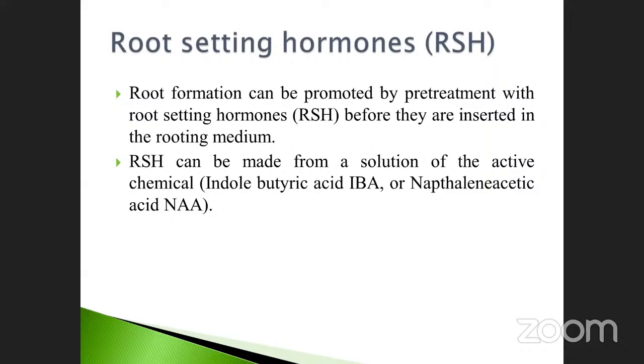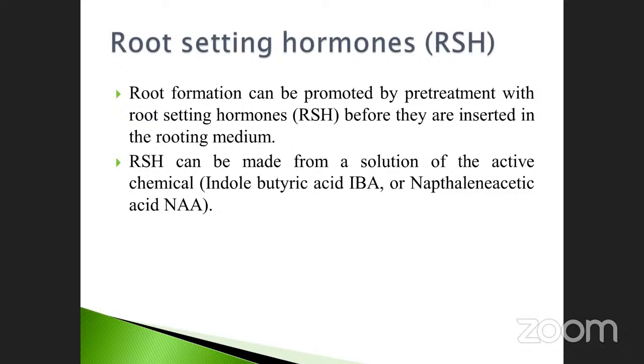So IAA is the natural hormone, and this one is an artificial hormone. It is commercially prepared, because they use indole butyric acid. So that's why it is called a chemical solution. Naphthalene acetic acid, NAA. That one is called indole acetic acid, IAA. But here IBA and also NAA are used as root setting hormones.